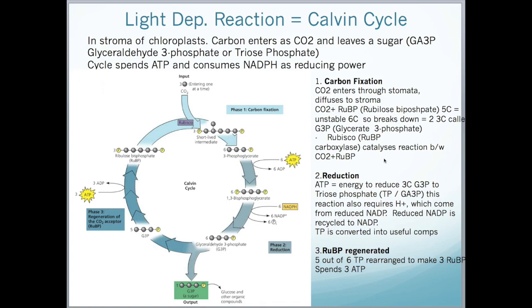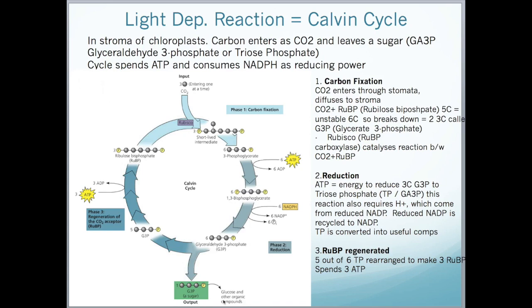The second stage is when ATP and reduced NADP are required for the reduction of GP to triose phosphate. So now ATP from the light-dependent reaction, as shown here, provides energy to reduce the 3-carbon compound GP to triose phosphate, also known as glyceraldehyde 3-phosphate. And this reaction requires H+, which comes from the reduced NADP, which also comes from the light-dependent reaction. The reduced NADP is recycled to NADP.